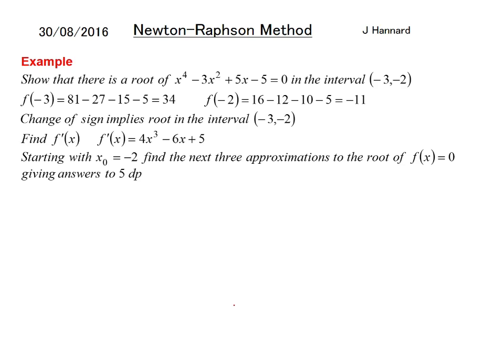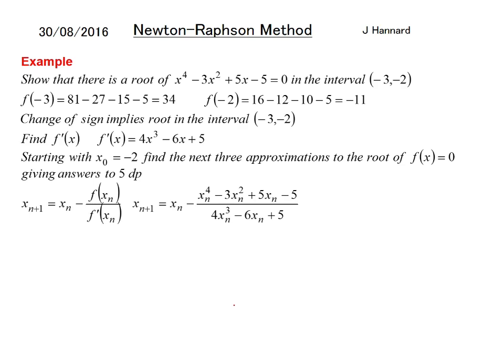And this is the third part of the question: starting with x0 equals -2, so that's just your first value, find the next 3 approximations to the root of f(x) equals 0, giving answers to 5 decimal places, so you know you're not going to get nice answers here. So remember, that's the formula for Newton-Raphson, so x_(n+1) equals x_n minus f(x_n) over f'(x_n).